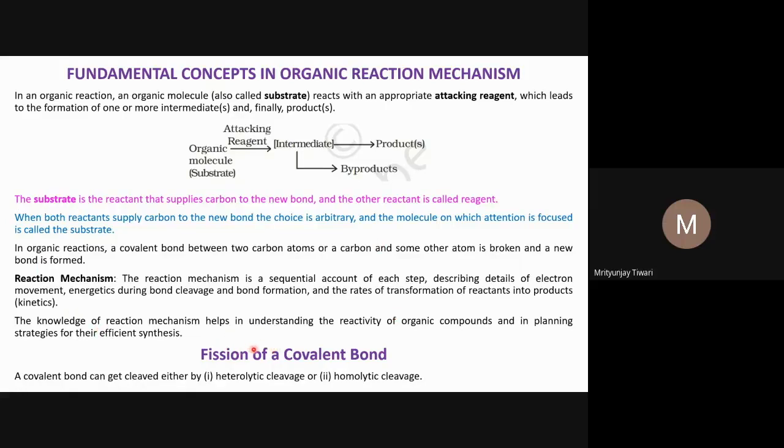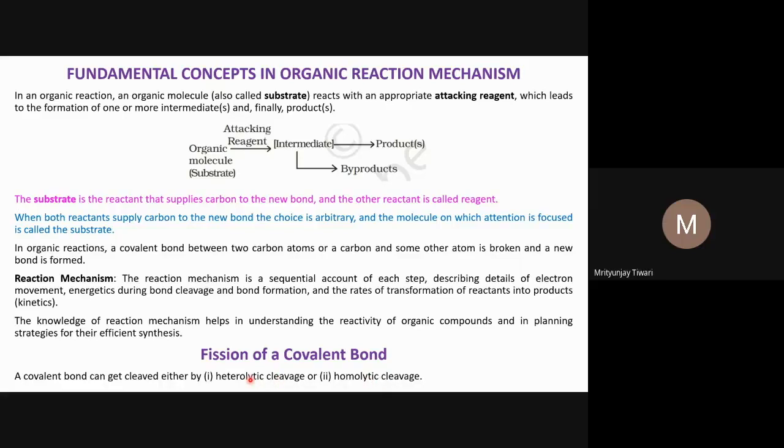Then we have seen the fission of a covalent bond. In organic chemistry, we see that old bonds break and new bonds form. The breaking of old bonds is called cleavage or fission of the bond. In organic reactions, there are two types of fission: heterolytic cleavage and homolytic cleavage. Heterolytic cleavage means both the electrons of the shared pair go to a particular atom, and the other atom acquires a positive charge. So the one which accepts both the electrons acquires a negative charge and the other a positive charge, so in heterolytic cleavage we see the formation of two charged species.